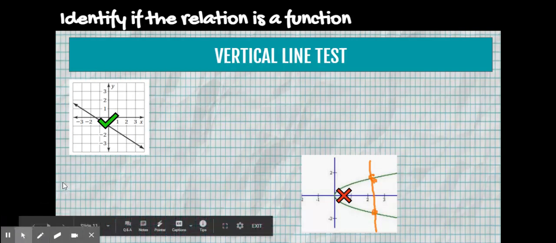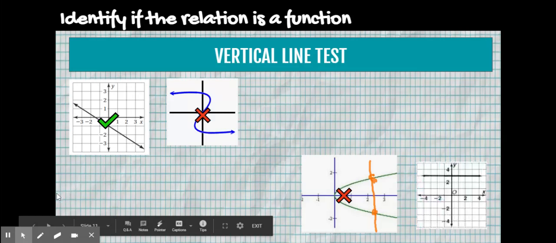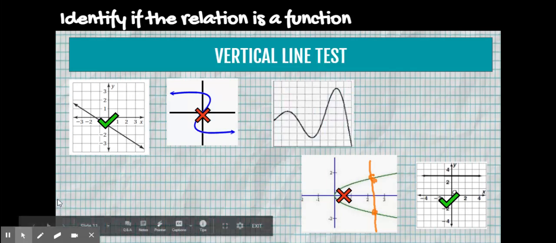Try again. Hopefully you remembered this was the one that we used in our example. So no, this is not a function. Yes, that is a function. A horizontal line does pass the vertical line test. Yes, that is a function. Another one we used in our notes.